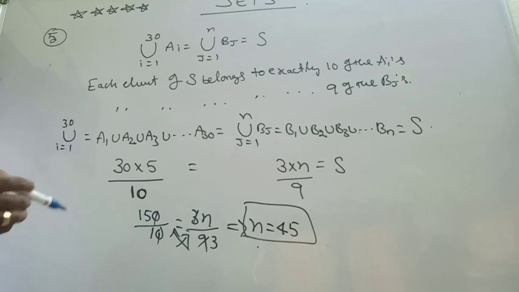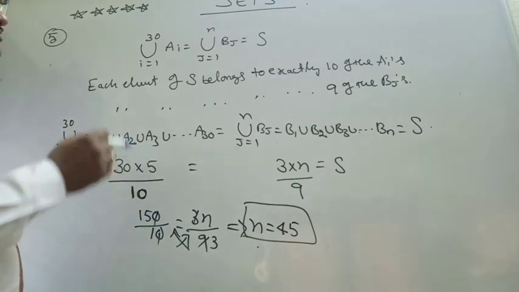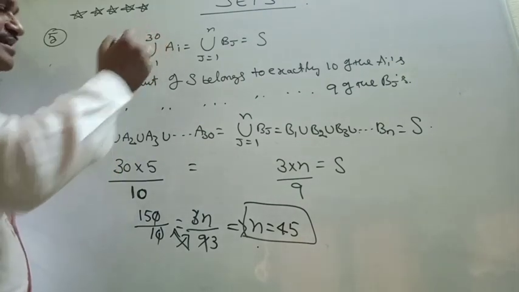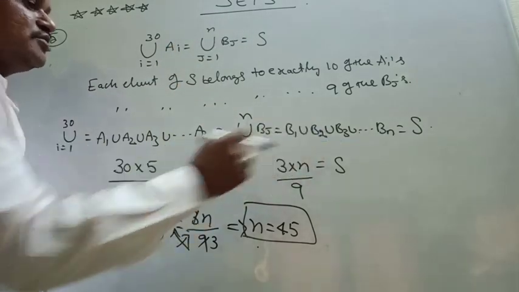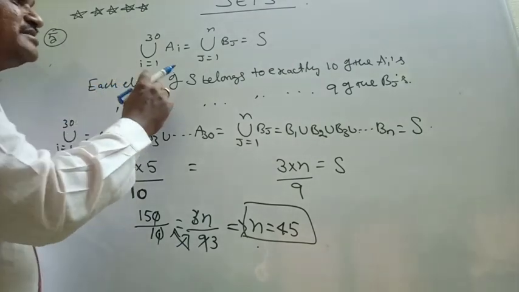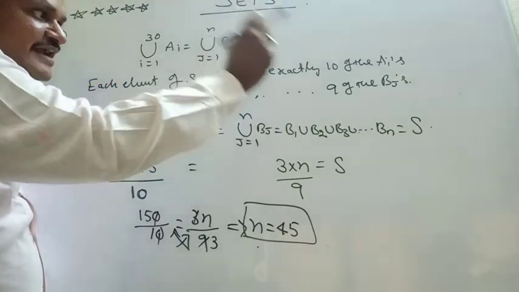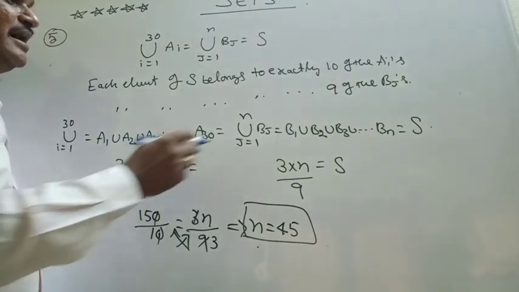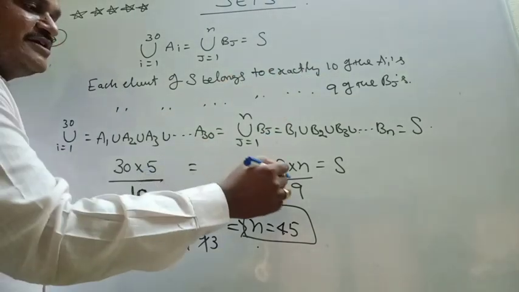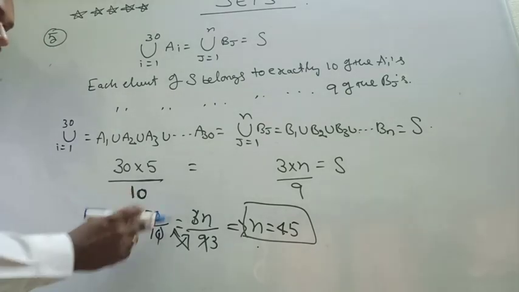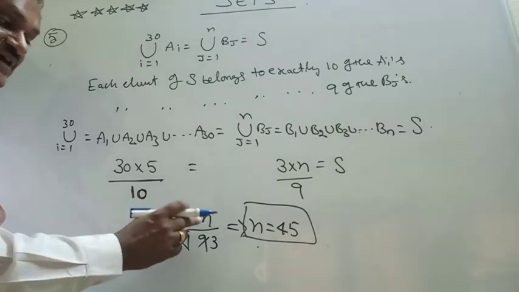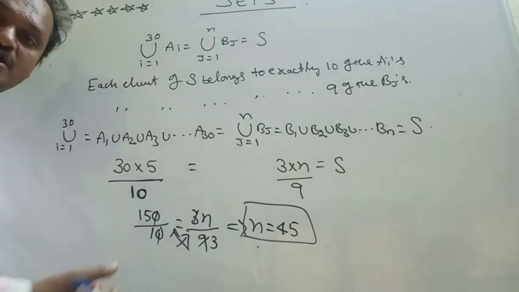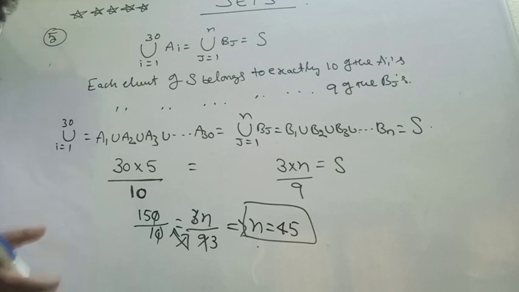I will repeat this once again. How you got 30 into 5 means, because each has 5 elements. That's why 30 into 5. Each of these has 3 elements, so 3 into n, that equals the size of S. Now they have given that each element of S belongs to exactly 10 of the Ais, that means you divide by 10, and 9 of the Bjs, divided by 9, that equals S. Now 150 by 10 equals 3n by 9. Now 3 1s are 3, 3 3s are 9, so the zeros cancel, n by 3 equals 15, n is equal to 45. In such a beautiful way we get this problem, my dear students.